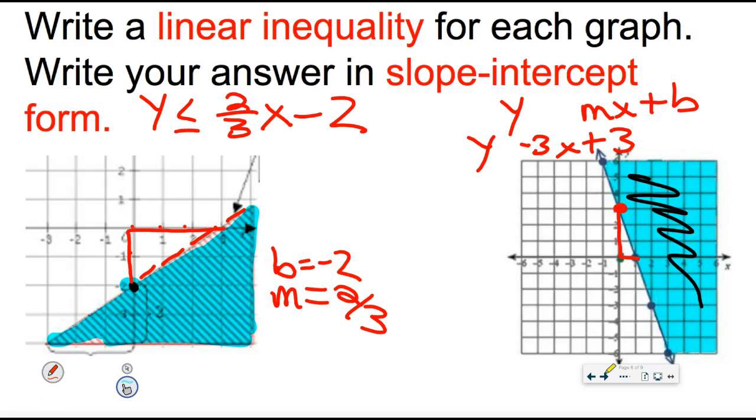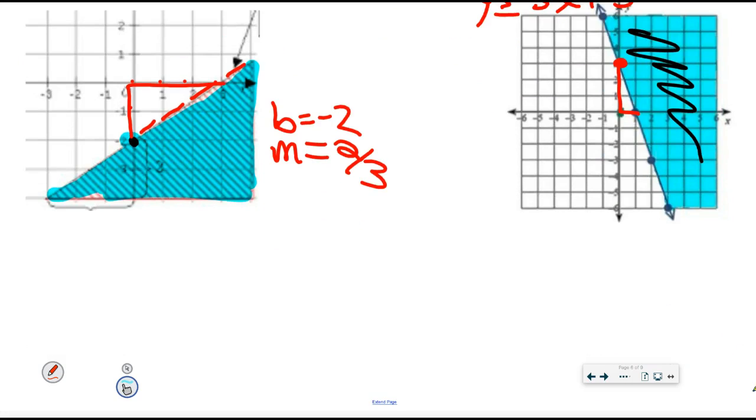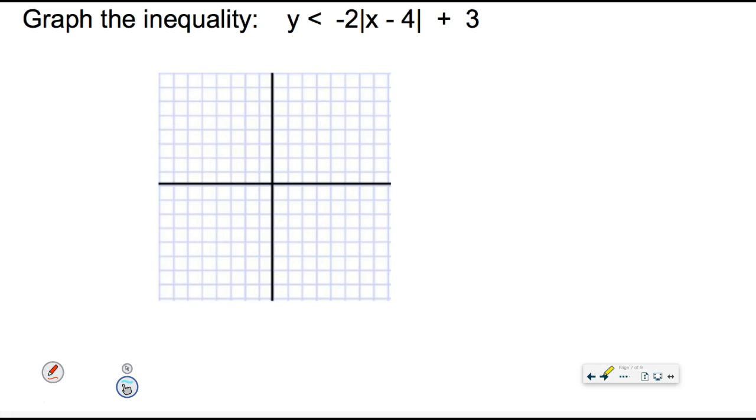Shading indicates greater than or equal to, right? Or less than or equal to. All right. I know I went kind of fast through that one, but I really wanted to get to the absolute value inequality ones because these have a lot of points attached to them, okay?